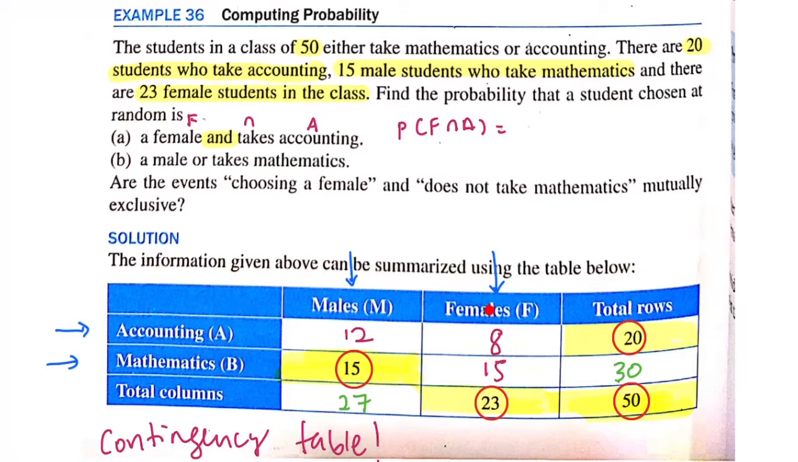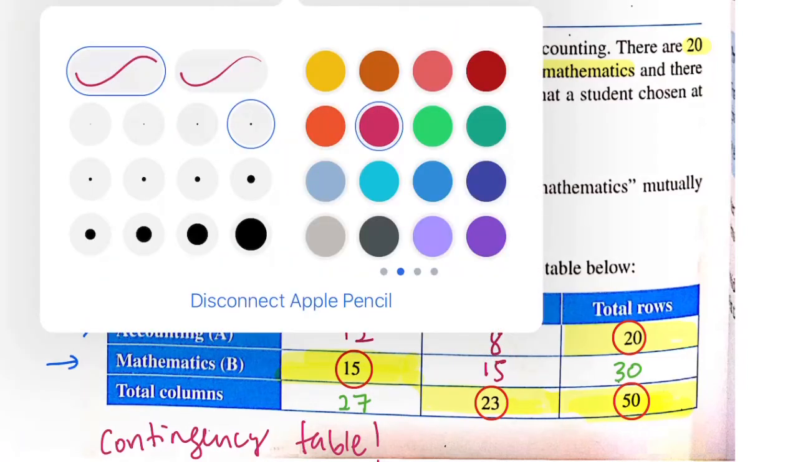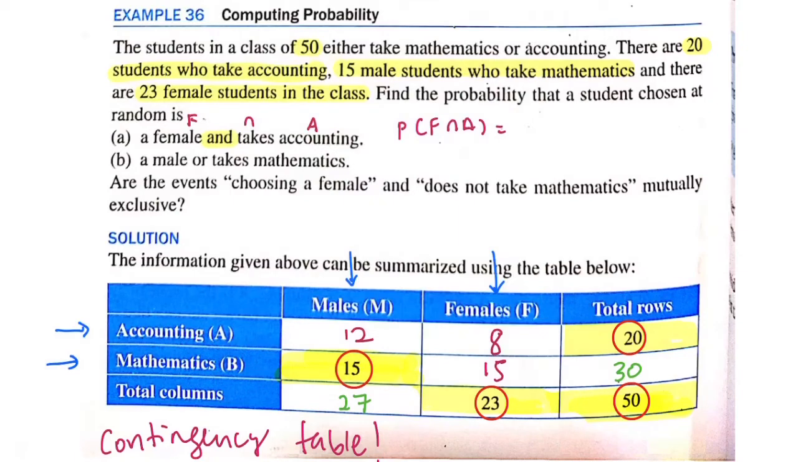So let's see here, this is female, this is accounting. So let's look at the number here. This is 8. Let's write here 8 over, what is your number of sample space? It is the grand total of all students, which is 50. So let us simplify 8 over 50. This is equal to 4 over 25. So that is the way to use a contingency table.